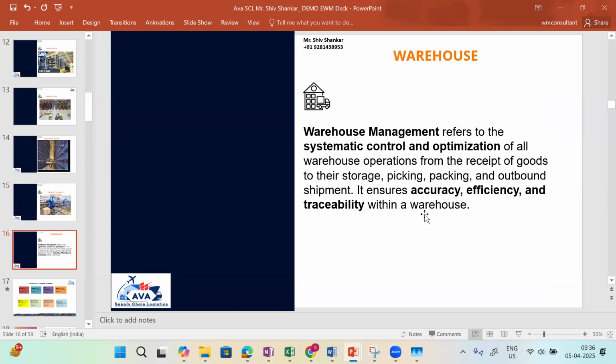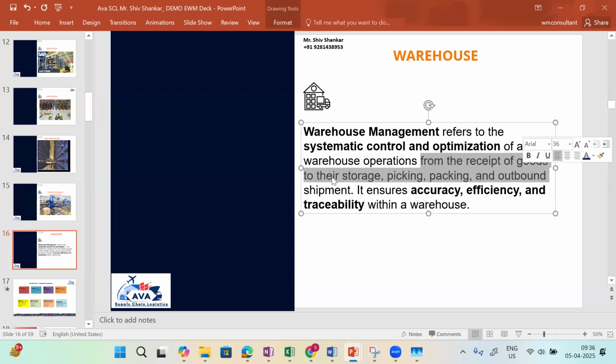And now let us talk about warehouse management. Just now we saw what a warehouse is and how it looks. Warehouse management refers to the system control and optimization of all warehouse operations, from the receipt of goods to their storage, picking, packing, and outbound shipment. It ensures accuracy, efficiency, and traceability within the warehouse.